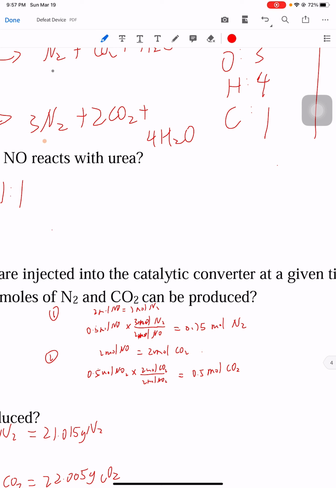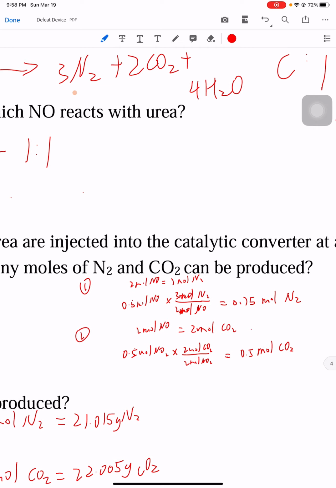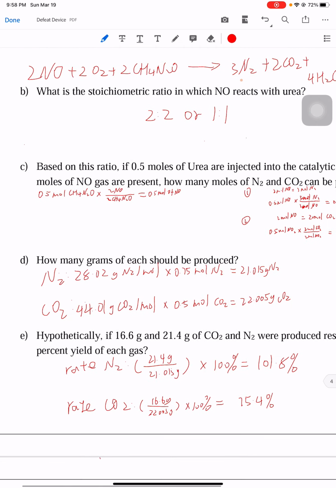So for N2, we can get 2 mole NO equals 3 mole N2. 0.5 mole NO times 3 mole N2 to 2 mole NO is 0.75 mole N2. For CO2, we can get 2 mole NO equals 2 mole CO2. 0.5 mole NO times 2 mole CO2 to 2 mole NO is 0.5 mole CO2.